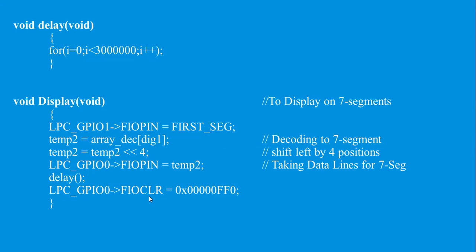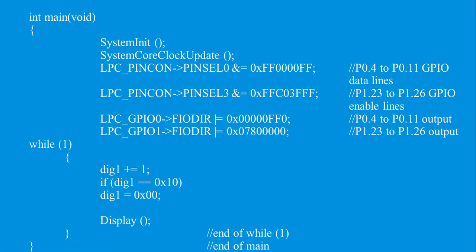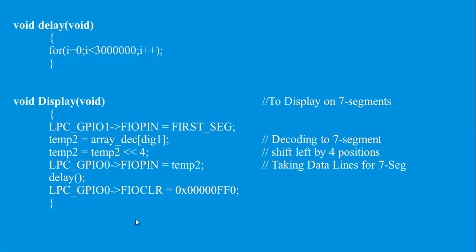After reading the first element of the array, the program control returns to the while one, that means it returns to this loop. Again the value of digit 1 is incremented by 1, it calls the display function, and those values are supplied to the port pins with the help of the FIO pin register. So this is going to execute infinitely. This is about the program flow.